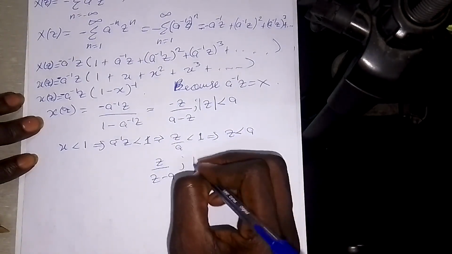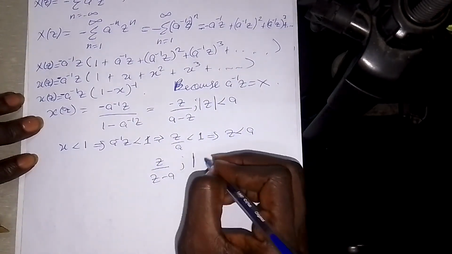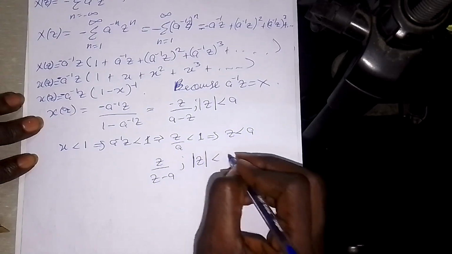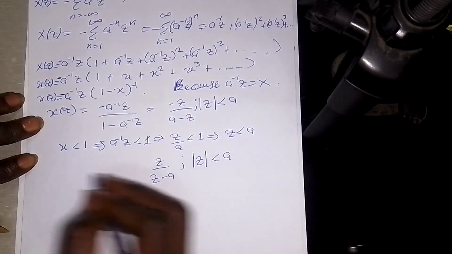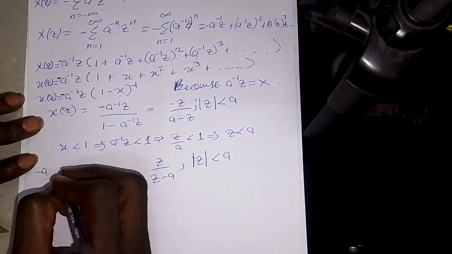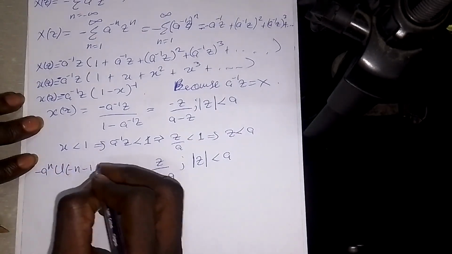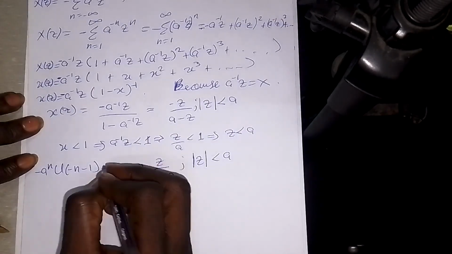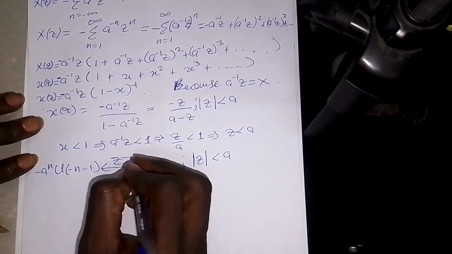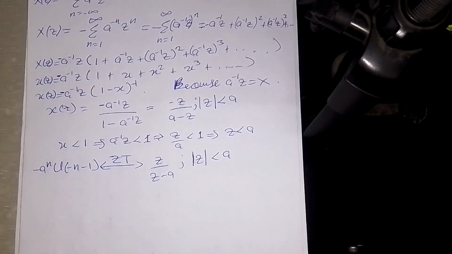And then my ROC will become mod Z is less than A. And now I can say that minus A to the power n times U of minus n minus 1 has this particular Z transform.